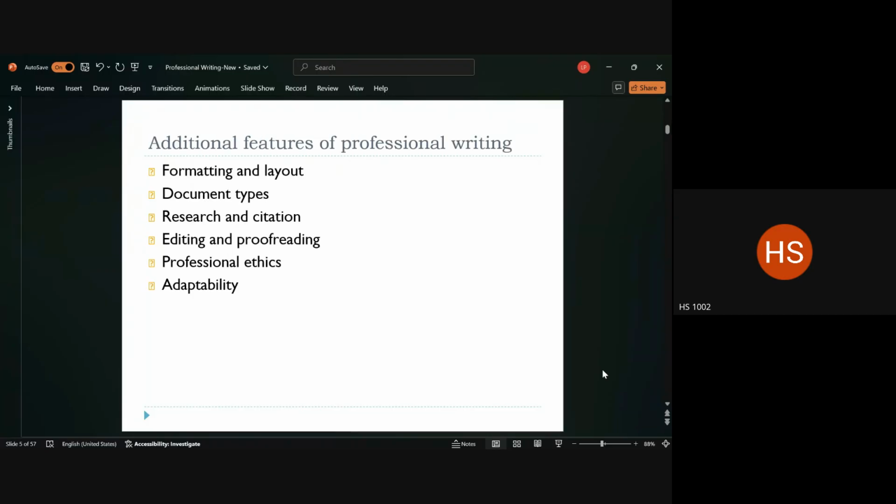Okay, so some additional features, of course, I think they all come within the ambit of conventions and standards. So, formatting and layout. Please check what kind of format is allowed for you to send forth.